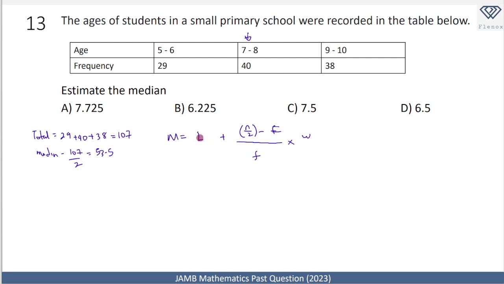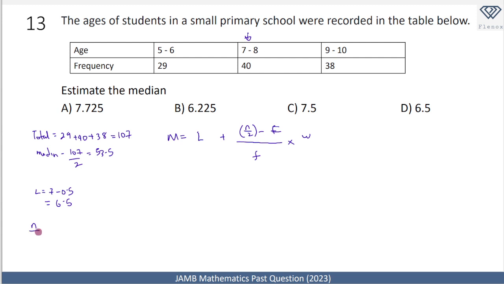Now the L is like the lower bound of the group we're interested in. Now we find that the median lies in between this group. Now the lower bound here, L, is just going to be 7 minus 0.5 when you have your group distribution, and that is 6.5. Now N over 2, N is your total number that you have, which is what?